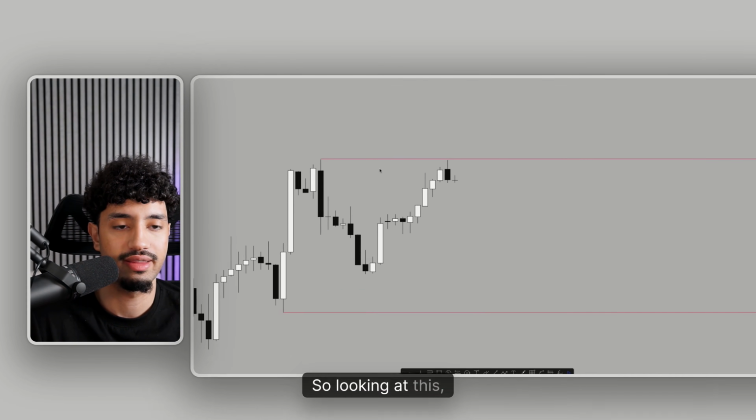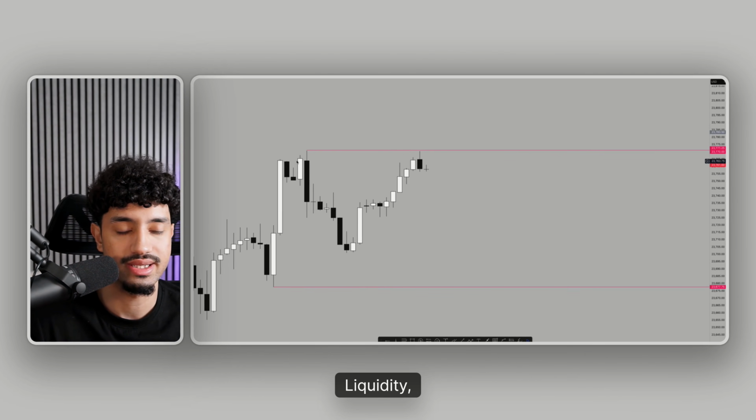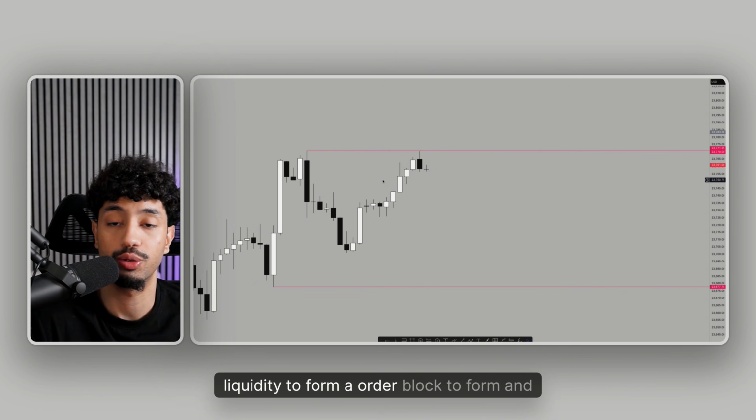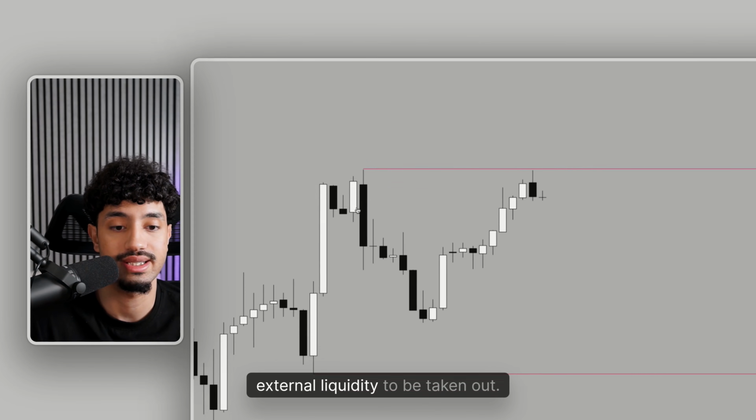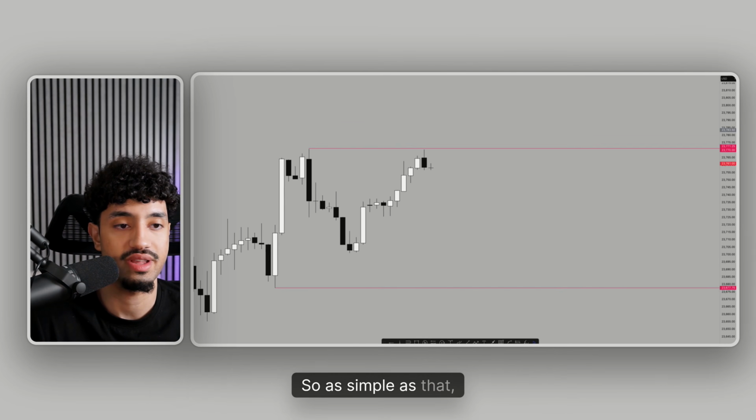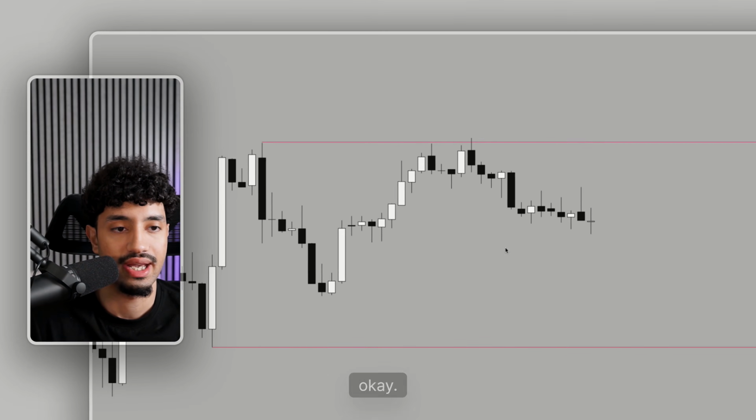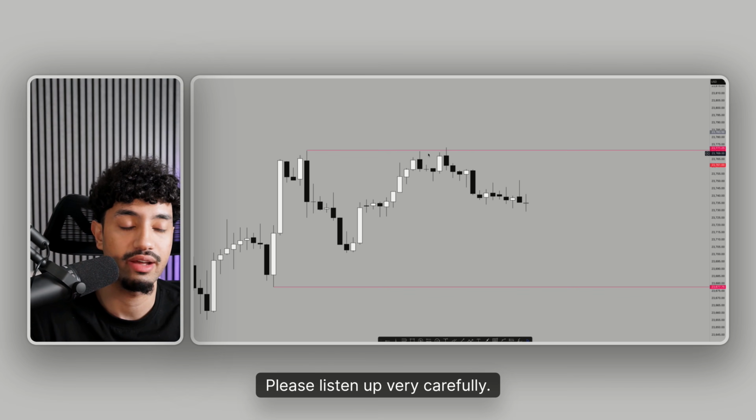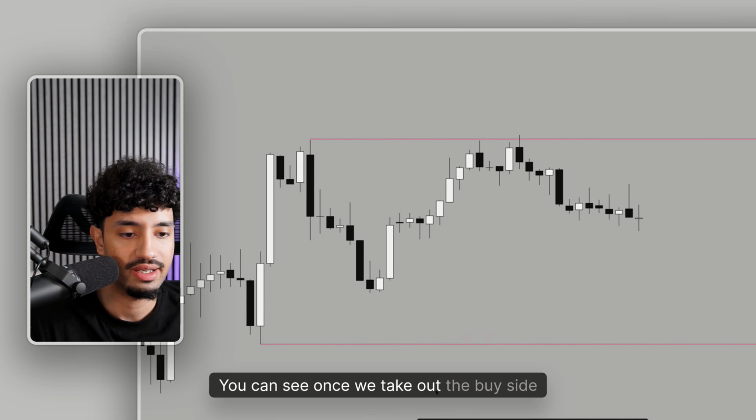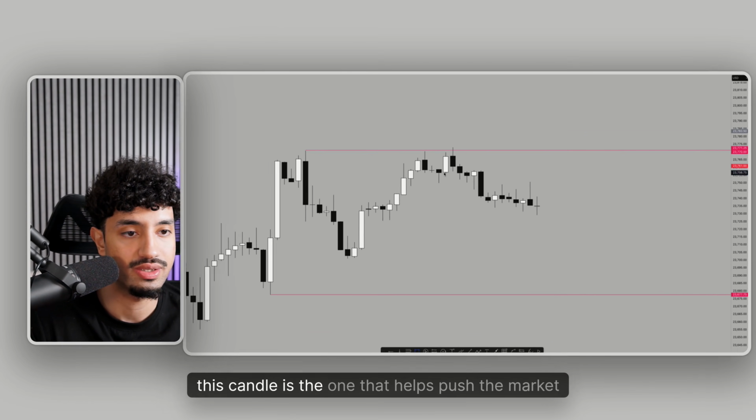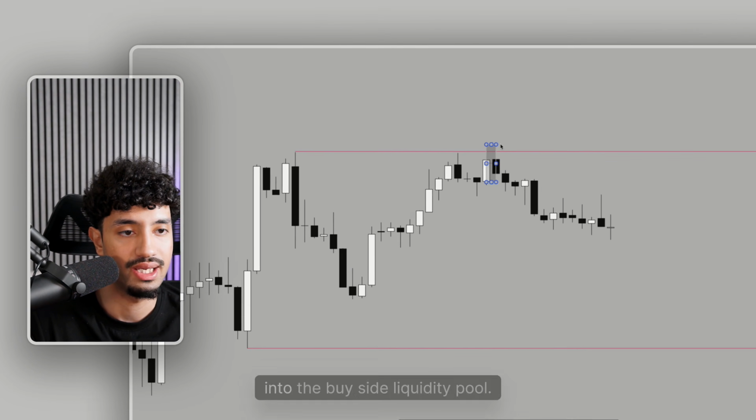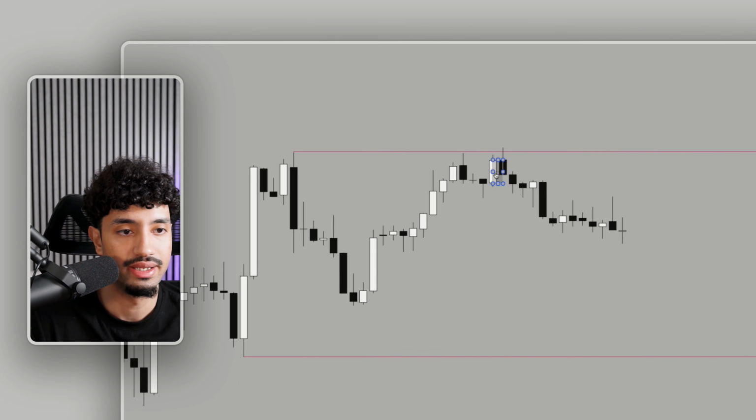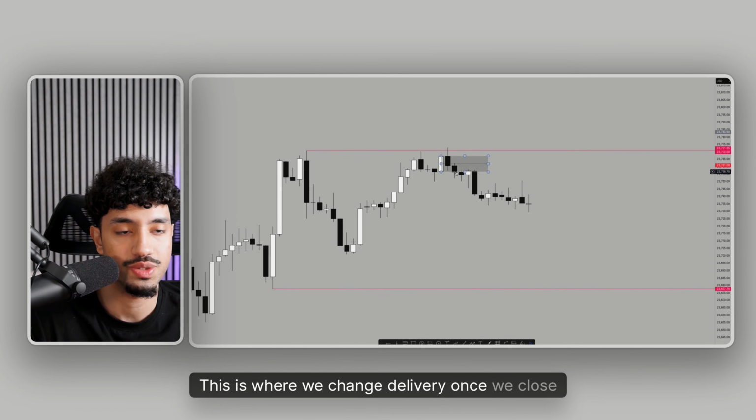So looking at this, what are we waiting for? Liquidity to form, an order block to form, and external liquidity to be taken out. As simple as that. That's all we do and wait for. Okay, as you can see, we take out the buy side liquidity. Please listen up very carefully. Once we take out the buy side liquidity, this candle is the one that helps push the market into the buy side liquidity pool. This becomes our OB candidate. This is where we change delivery once we close below it.